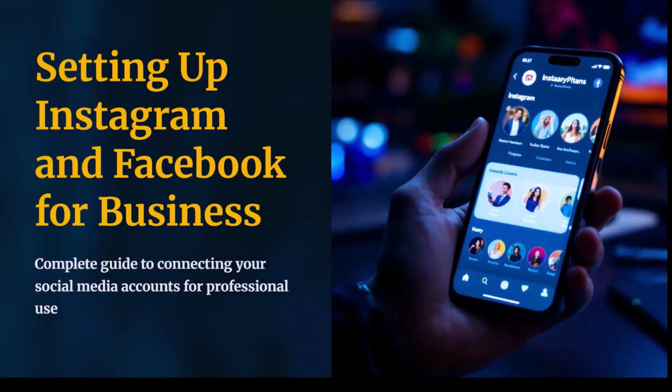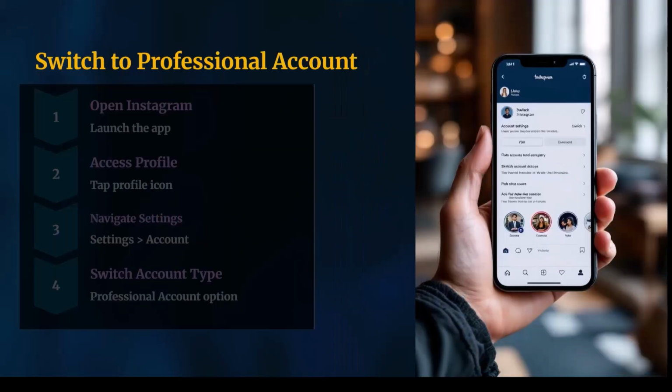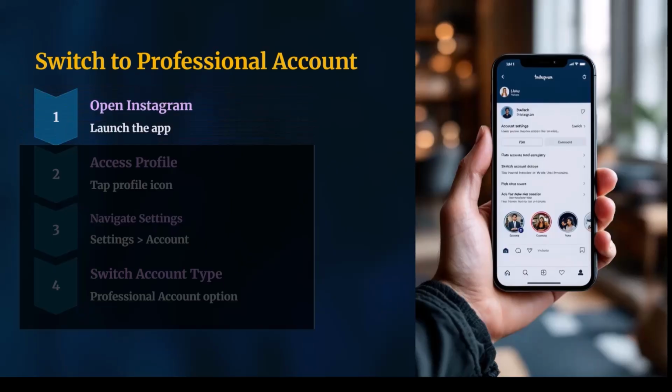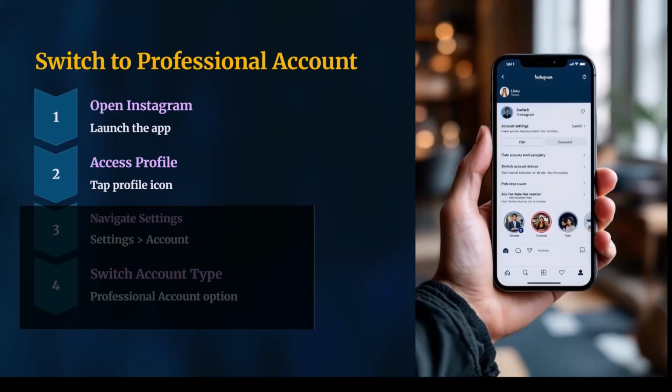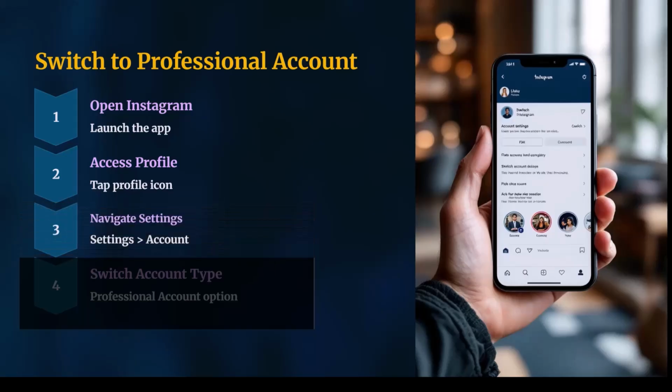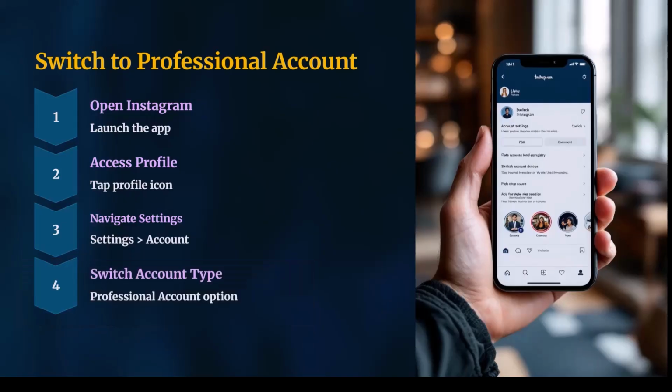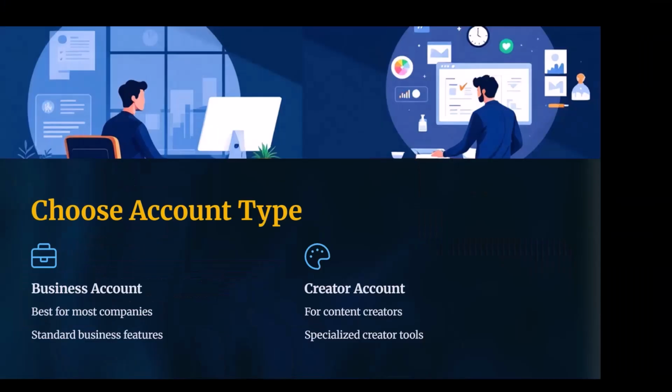Section 3. Setting up Instagram and Facebook. First, ensure your Instagram account is switched to a professional account. Here's how. 1. Open Instagram. 2. Tap your profile icon. 3. Go to Settings, Account, switch to Professional account. Choose either Business or Creator, depending on your needs. For most businesses, Business is the right choice.